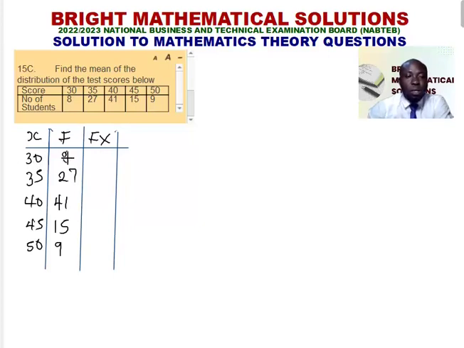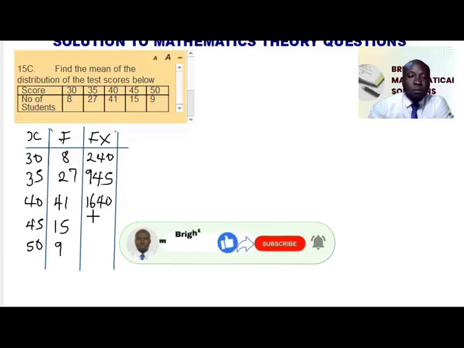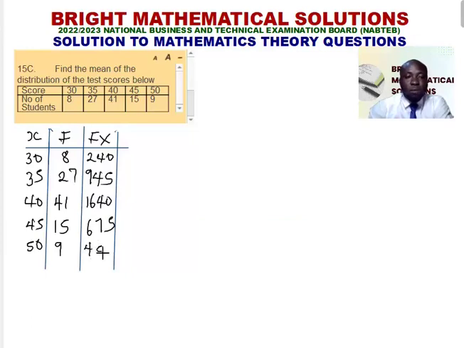So 30 multiplied by 8, that's 240. 35 multiplied by 27, that gives 945. 40 multiplied by 41, that is 1640. 45 multiplied by 15, 675. 50 multiplied by 9, that is 450.